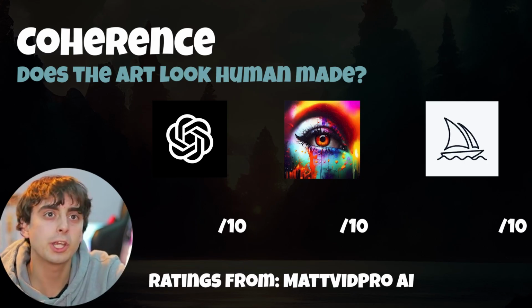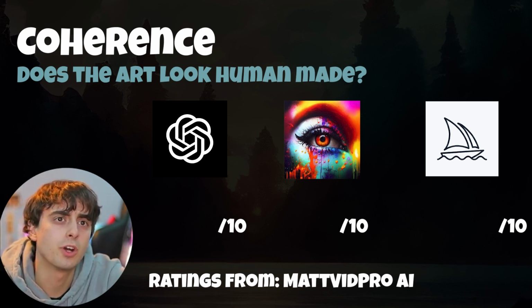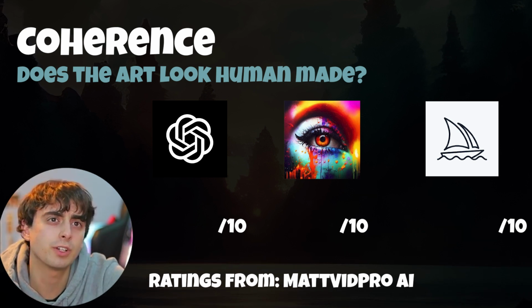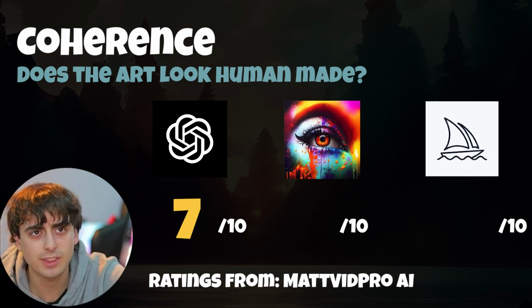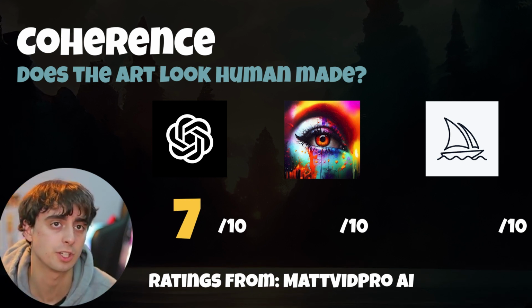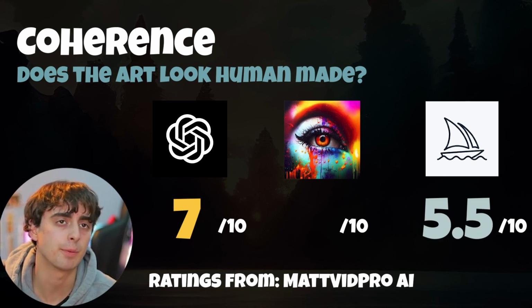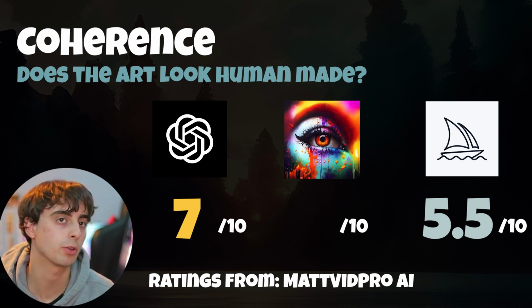Alright, so viewers, here is my rating for each of the 3 models. Starting off with DALL-E 2 here in coherence, I gave it a 7 out of 10. I think it's the most coherent out of the top 3 models, MidJourney and Stable Diffusion included. MidJourney comes in second place with a 5.5 out of 10 from me personally, and Stable Diffusion coming all the way down with a 5.